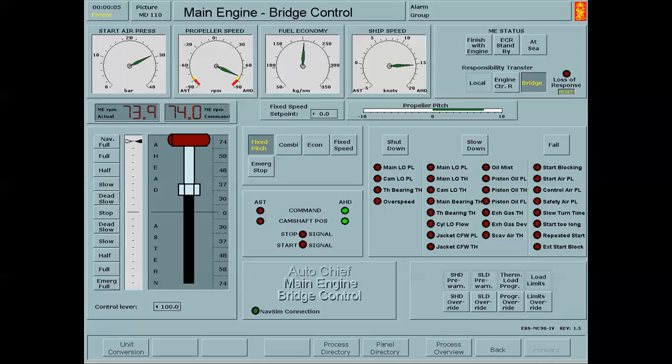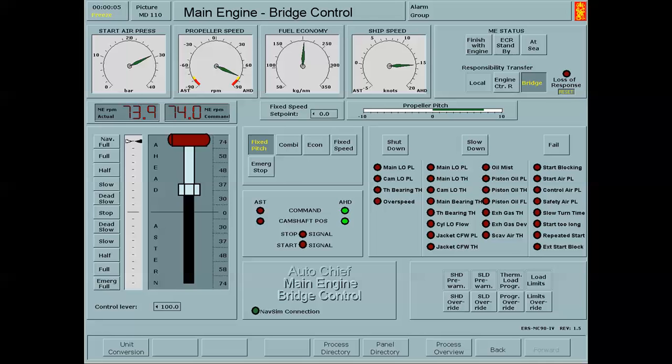One of the things on this would be low pressure on the main engine lube oil, the camshaft lube oil, temperature high, main lube oil temperature high, main bearing temperature high. So anyway, those things, the problem might be somewhat alleviated if the main engine was shut down or slowed down.